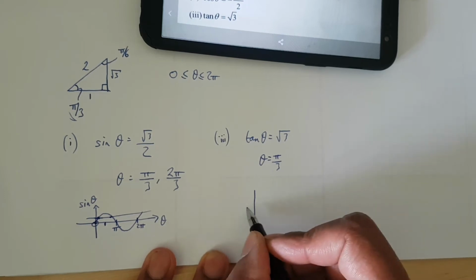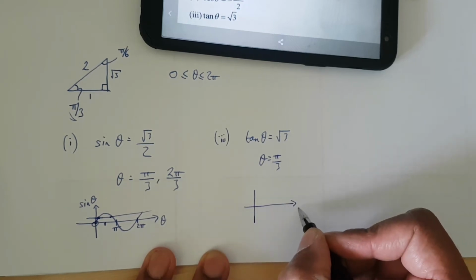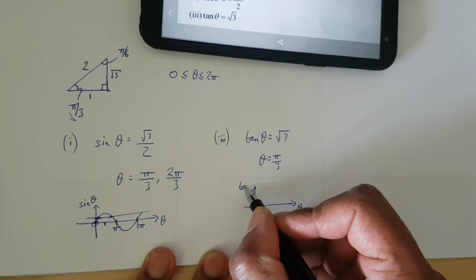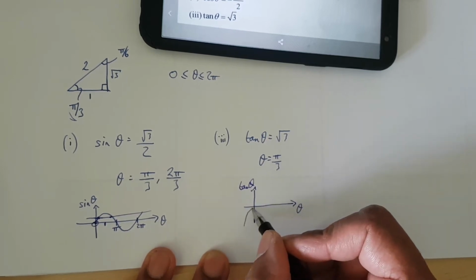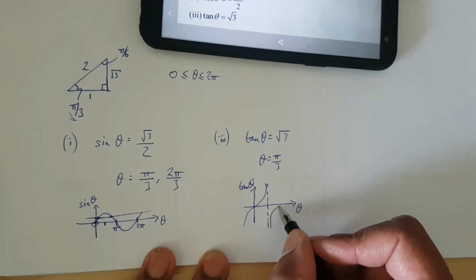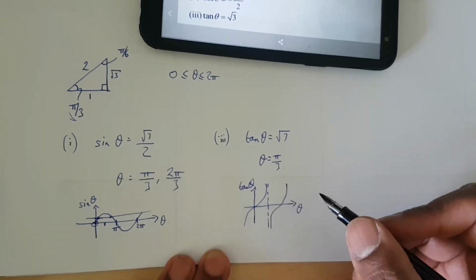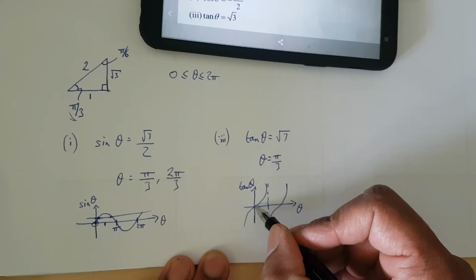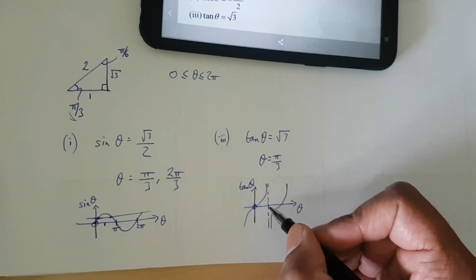So I sketch a tan graph. That's going to be theta. That's going to be tan theta. And it looks something like this. It goes up at pi over 2, back up from pi over 2, and crosses there. So that's going to be my 0 value. That's going to be pi over 2.